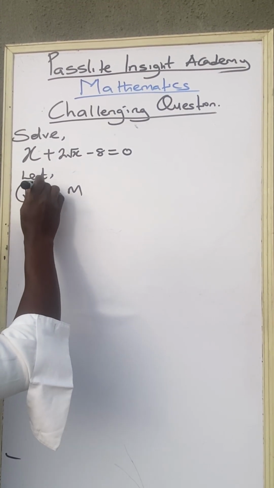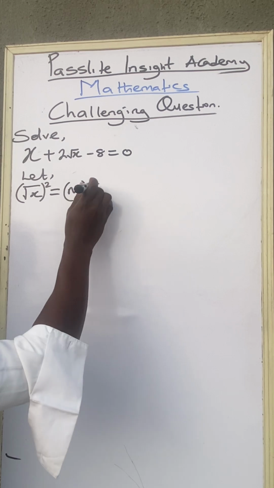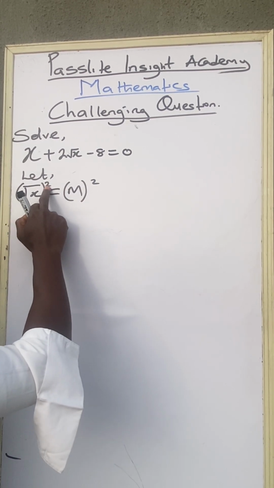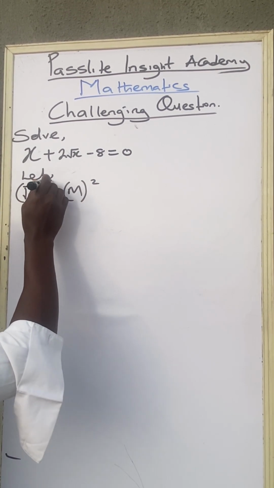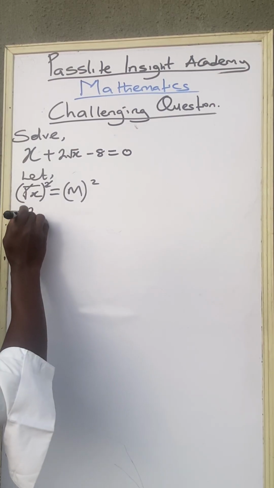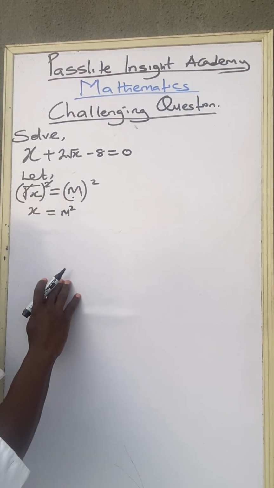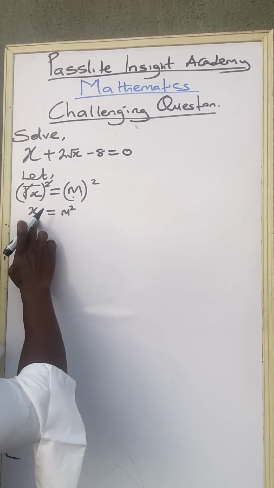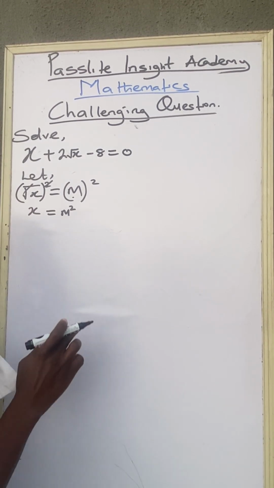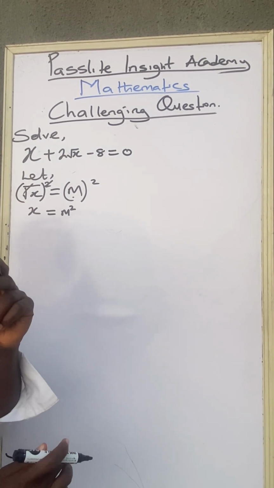Square both sides. Why are we squaring both sides? Because squaring can cancel square roots. So the square cancels this square root, and we have s = m². Meaning that anywhere you see s, just substitute the value of m² as your s.